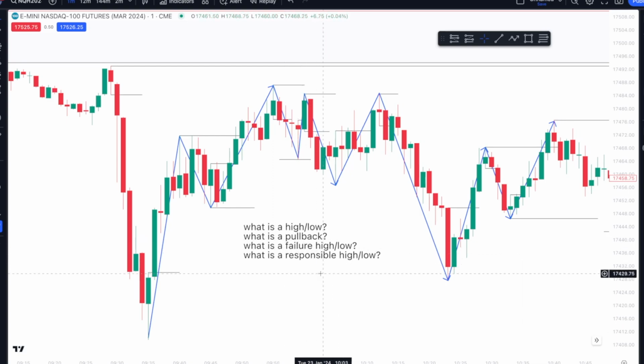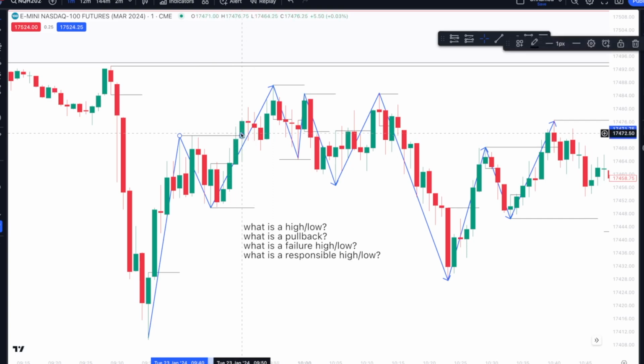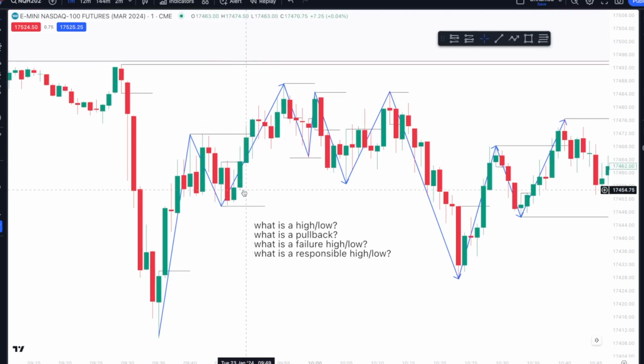Again, this was a responsible low because it was successful at sending price to close above the high that it came from. Some refer to this as internal break of structure. I think I say that sometimes, BOS, right? Whatever you want to call it. This low was successful for getting us up over the high that we established from the pullback.